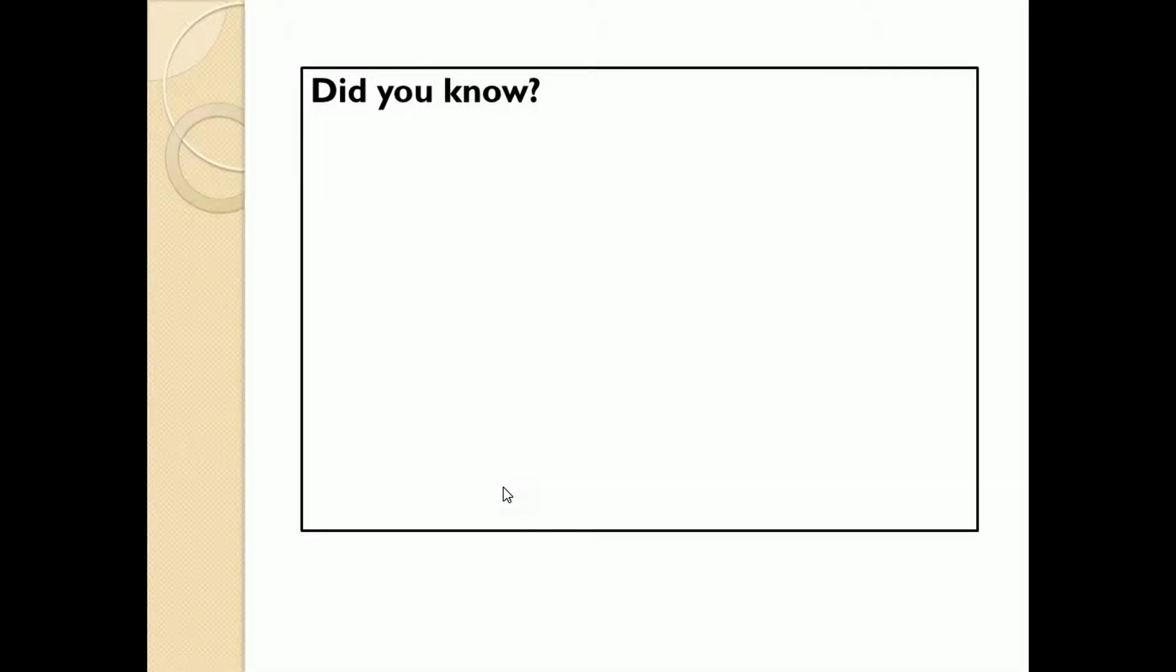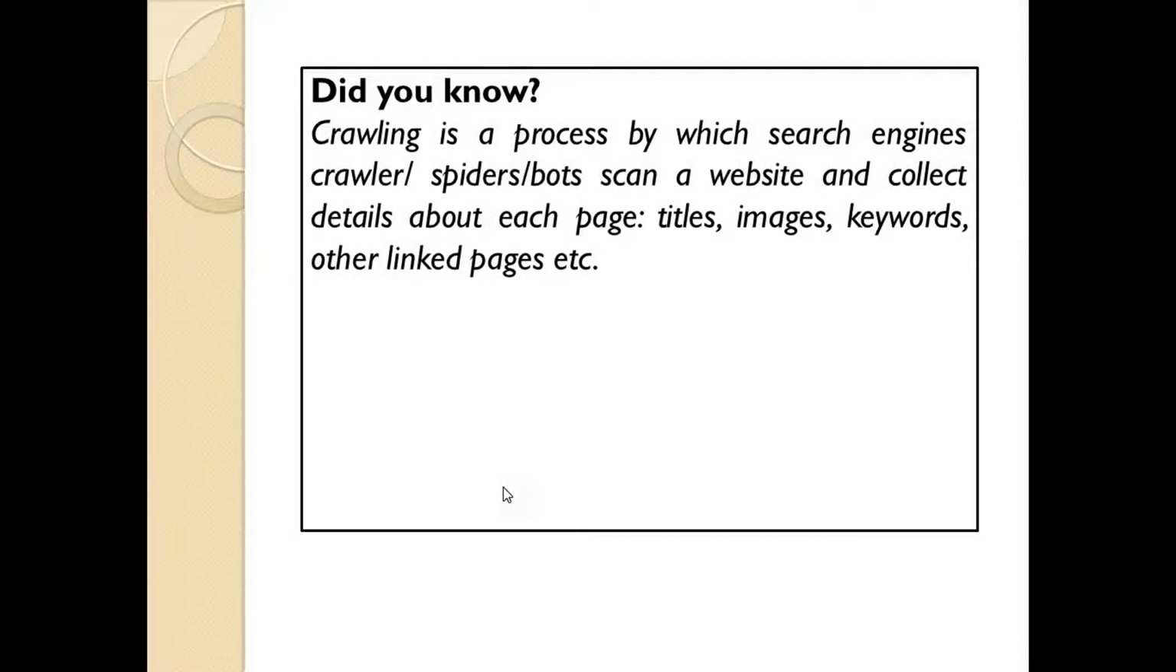So next, did you know there is a concept called crawling? Basically, what is crawling? It is a process by which search engines, that is the crawlers or spiders, or we can say the bots, scan a website and collect the details about each page, either the title or the images, keywords, other linked pages, etc. So with the help of crawling we scan a complete website and collect the details about each page, what each page will have.